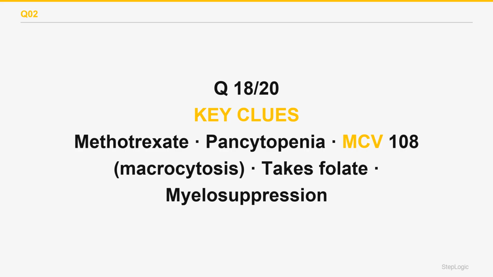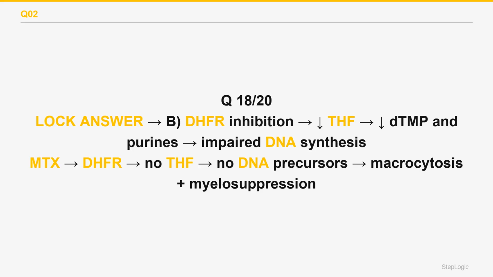Without THF, cells cannot synthesize DNA precursors. Rapidly dividing cells, bone marrow and GI epithelium, are most affected. Macrocytosis develops because cells grow but cannot divide: impaired DNA synthesis, normal RNA and protein synthesis. Folate supplementation helps prevent some toxicity but may not be sufficient at higher doses because methotrexate binds DHFR with much higher affinity than folate itself.